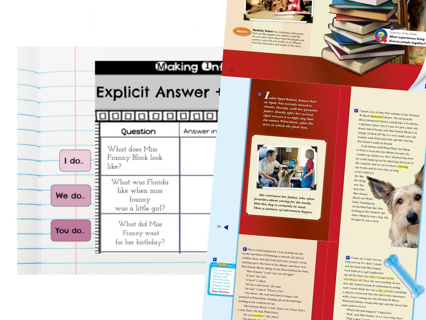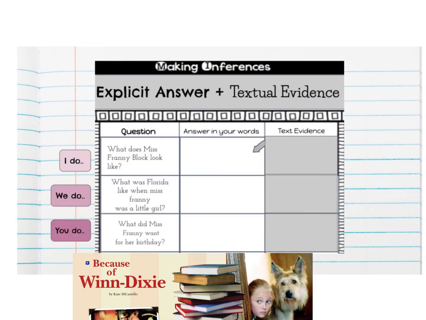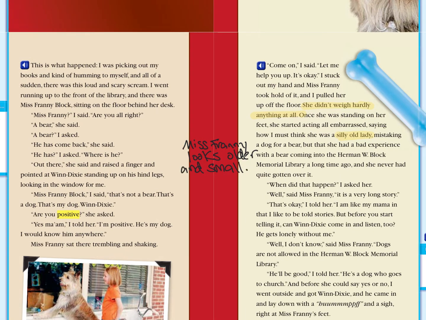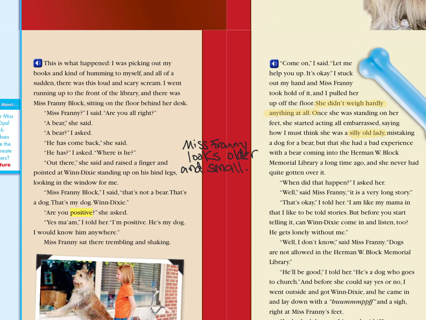So now I'm going to go back to my graphic organizer. I can answer this in my words. Miss Franny Block looks older and small. She's small and her body is small. And I can actually go back to the text right where I found that, and I can prove that straight from the text. So this is called text evidence.